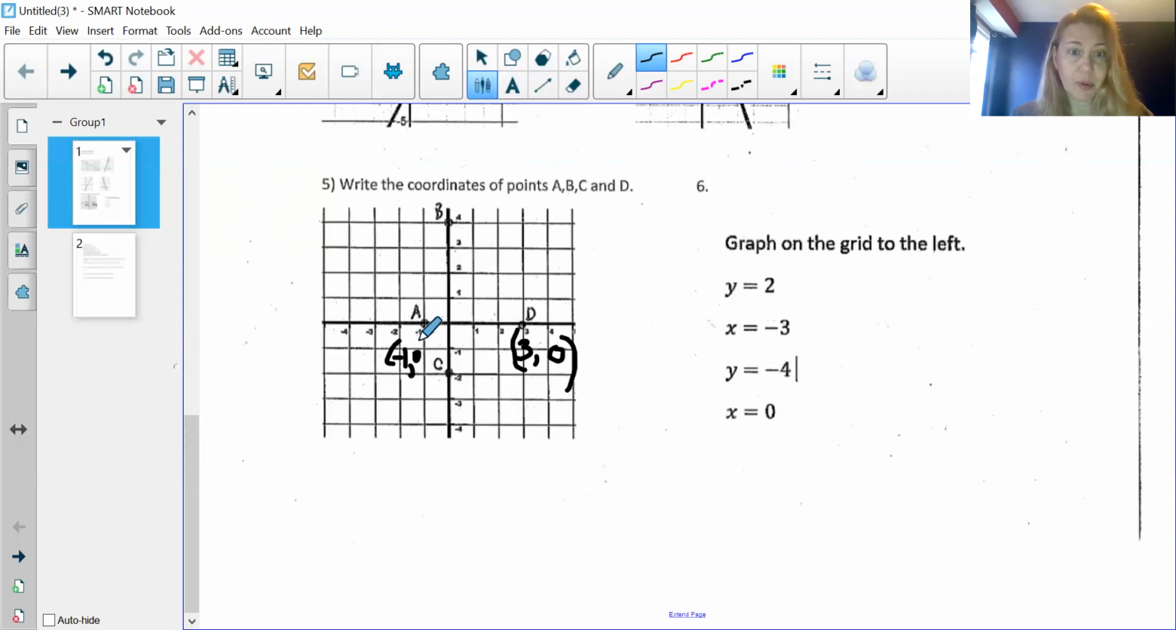And so as they're labeling points along the x-axis, they're noticing that y is always 0. And as they are labeling points along the y-axis, they are noticing that the x value is always 0. Okay, so I think that's an important thing to do for teaching students about x and y intercepts.